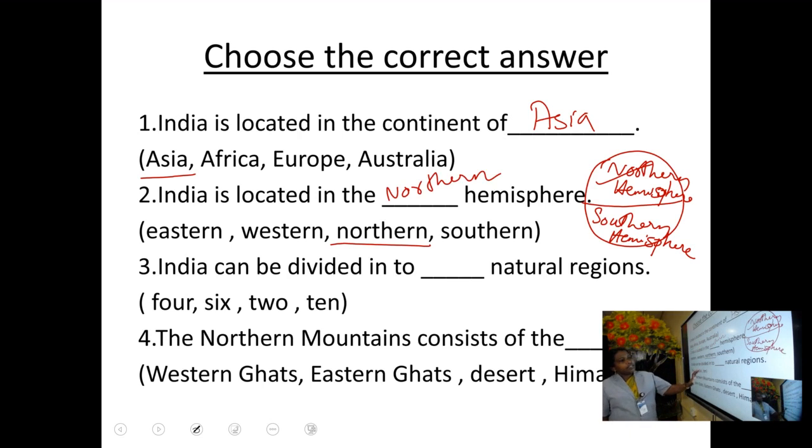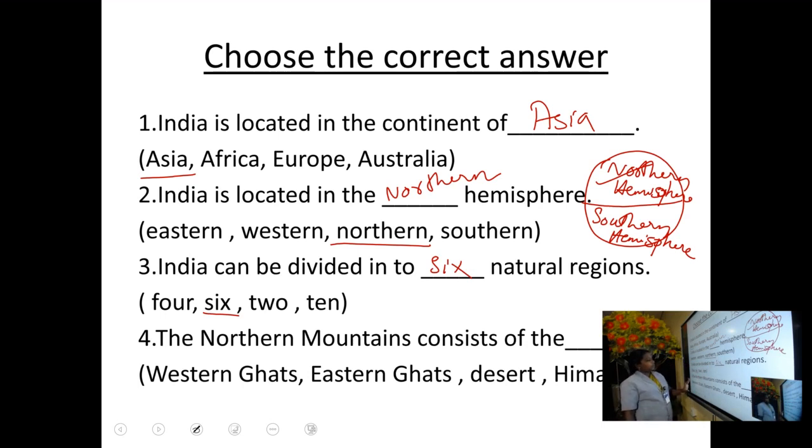Then India can be divided into dash natural regions. How many natural regions are there? Here the options are 4, 6, 2 and 10. So 6 is the answer. India can be divided into 6 natural regions.